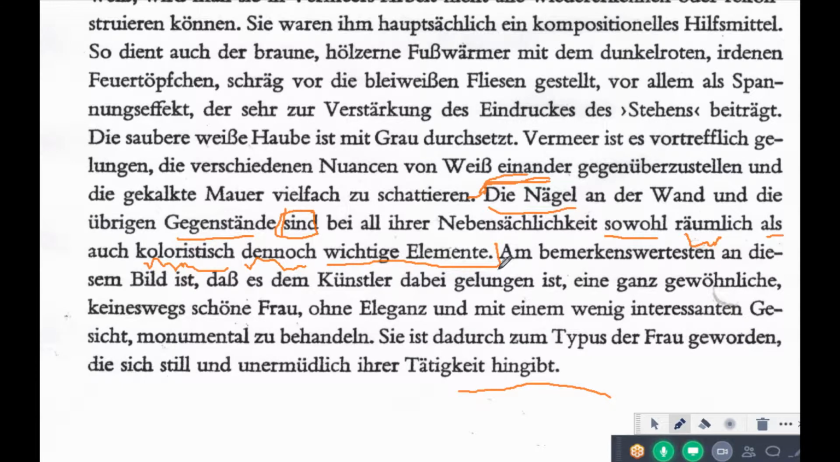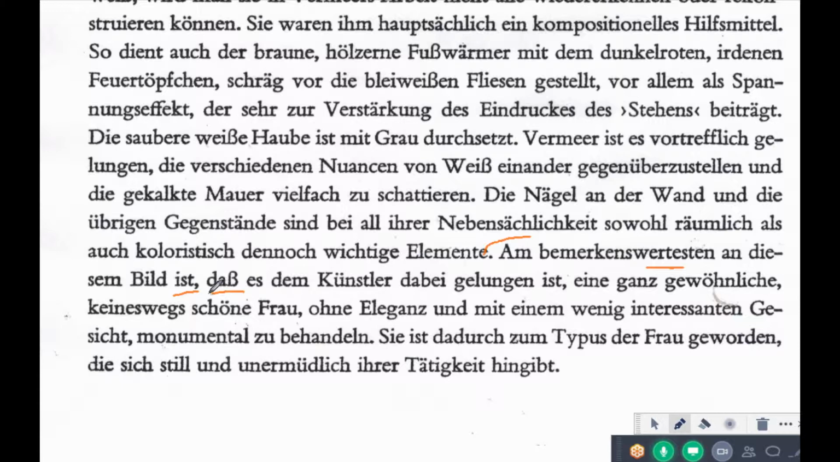Am bemerkenswertesten, everybody? That's a mouthful. Am bemerkenswertesten. Good. An diesem Bild ist. Okay, let me just erase it so we can get some of this stuff out of the way. Now, wertesten is the most valuable, and bemerkenswert, I'm sorry, means most noticeable. But the most noticeable in this picture is, and then they're going to say what that is.